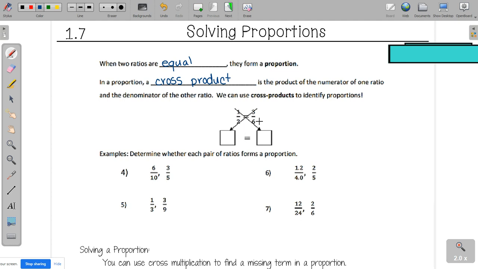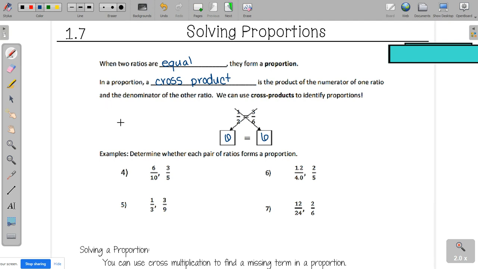So let's look at that. 1 times 6 gives us 6. Is that equal to 3 times 2? It gives you 6 as well. So they are equal, so this is a proportion. So let's look at the next couple problems and determine if these ratios are proportional.